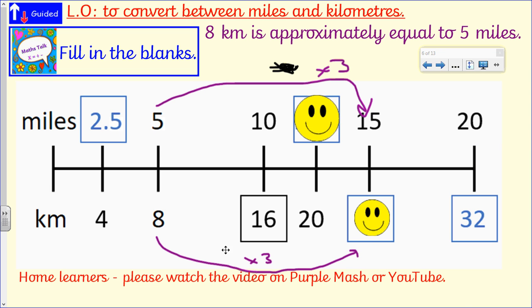So 5 times 3 is 15. 8 times 3, 24. Done. Okay, so we're just using times table facts, times table skills, etc. Now, I've left you one to work out here. So we've got 20 now, 20 kilometres.